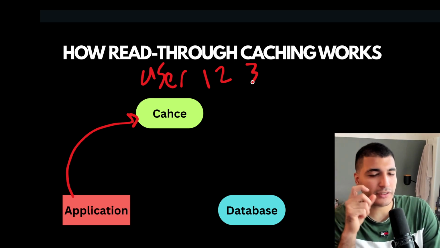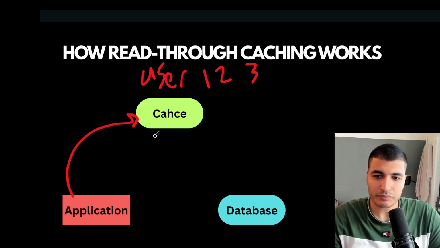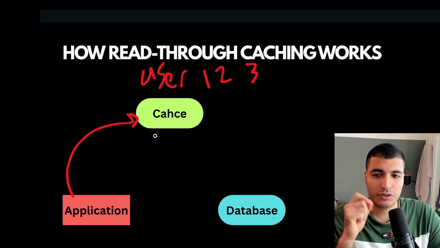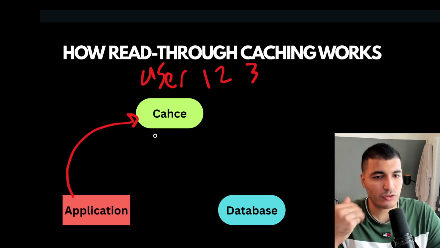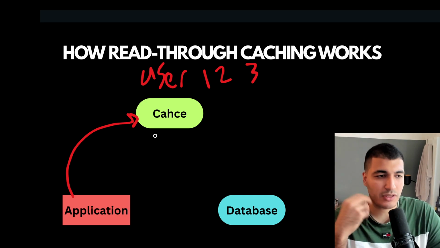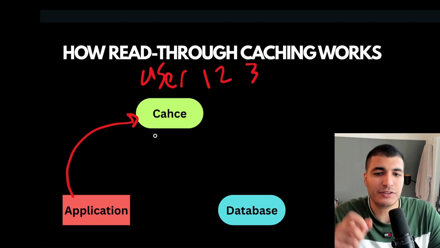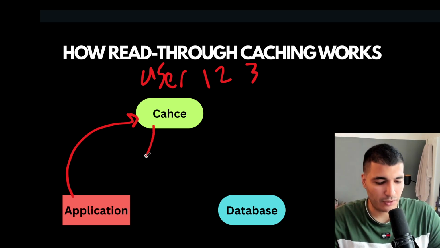Let's talk about the cache hit scenario. The read-through cache checks its internal storage. If user 123 is already there and it's not stale, we will talk about staleness later, it grabs that data immediately and returns it to the application. So this is when we have a cache hit.